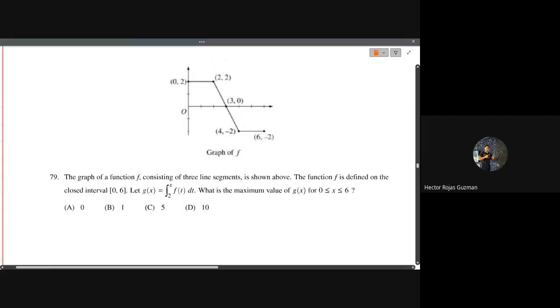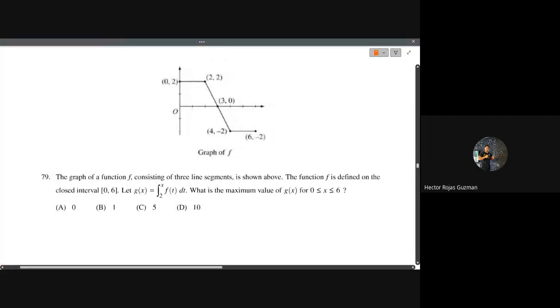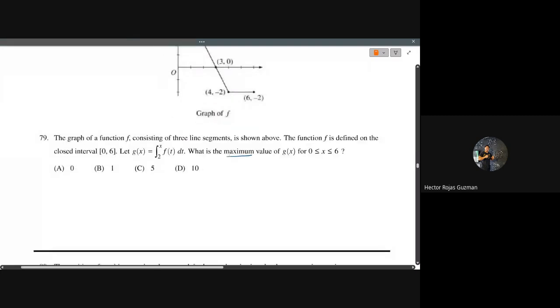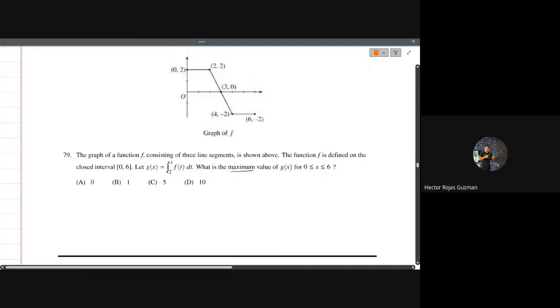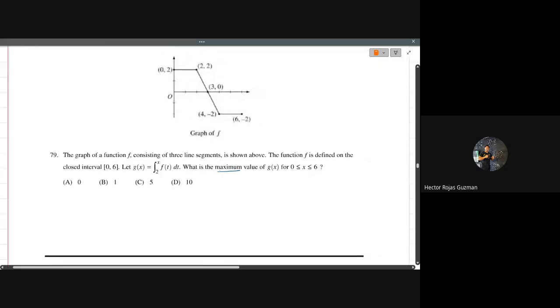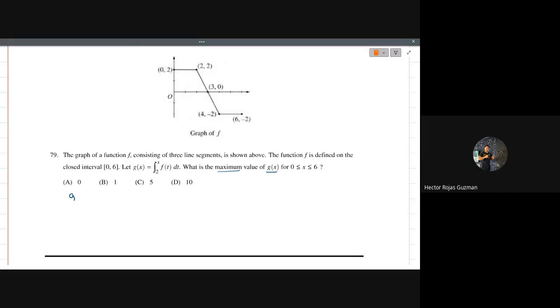Okay. We have the graph of f. We have 3 line segments. g of x is the integral from 2 to x. What is the maximum value? Okay. If I want to find a maximum value for g, the first thing I'm going to do is take my derivative, set it equal to 0, and figure out where the function is equal to 0. Since I'm looking at the graph of f, my critical point is going to happen at x equals 3.